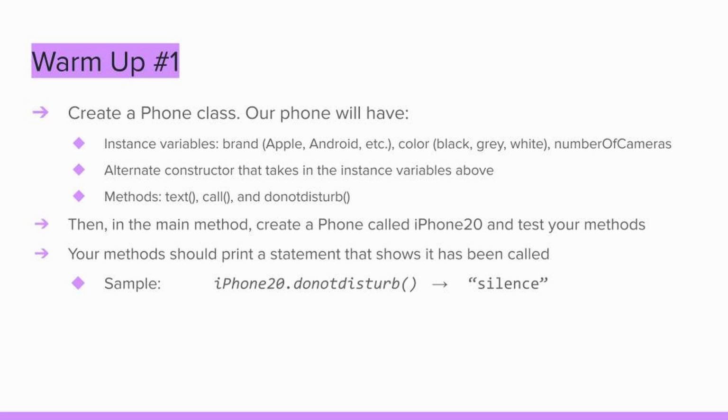Today we have two warm-ups. Our first warm-up asks us to create a phone class. Our phone will have the instance variables brand, color, and number of cameras. It will also have an alternate constructor that takes in the instance variables. The methods in our phone class will include text, call, and do not disturb. Then in our main method, we'll create a phone named iPhone 20, which we'll use to test our methods. The problem also gives us some sample output of what each method call should do.